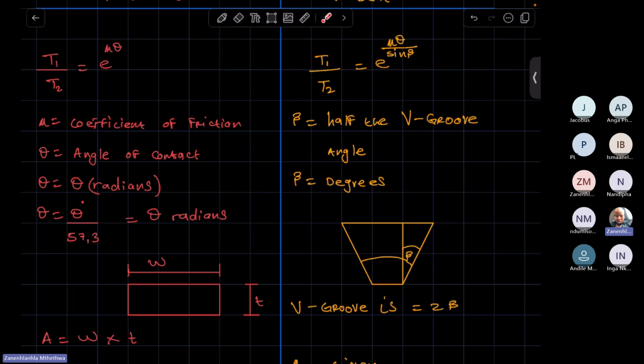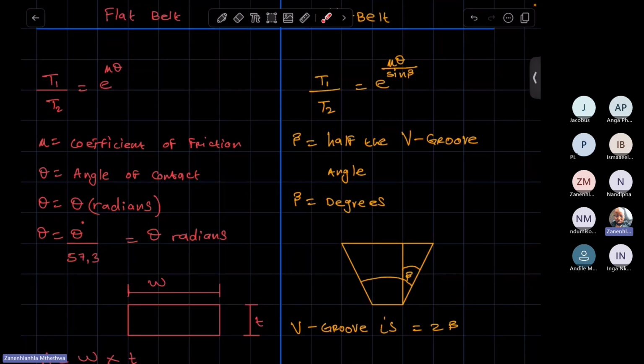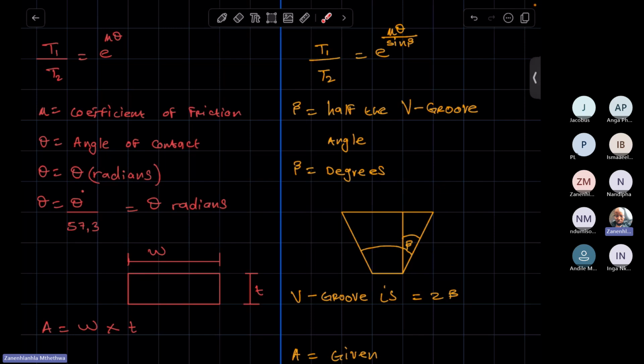So meaning if you're dealing with a V belt and they've given you the V groove angle, you divide that V groove angle by 2 to get beta. So it's very important that you are careful as to how they've given you beta. Because sometimes they'll say half the V groove angle, which is beta, but sometimes they'll also say the V groove angle is such and such.